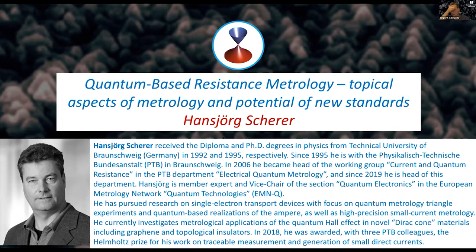Hansjörg is head of the electrical quantum metrology at PTB in Germany, and also head of the working group on current and quantum resistance in the same institution. He's also a vice chair of the section quantum electronics in the European Metrology Network, quantum technologies. He currently investigates metrological applications on the quantum Hall effect in novel Dirac materials, including graphene and topological insulators.